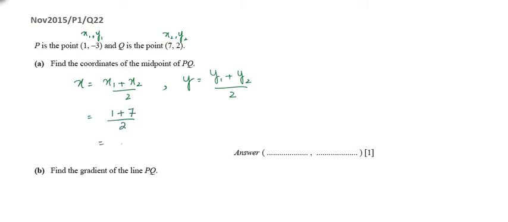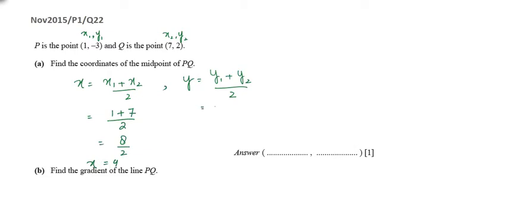So to find the midpoint, we will use the midpoint formula, that is x is equal to (x1 plus x2) divided by 2, and similarly y is equal to (y1 plus y2) divided by 2. Here, as we have two coordinates P and Q, we will consider these as (x1, y1) and (x2, y2). Now substitute these values in the formula. So x1 is 1 and x2 is 7, upon 2. So 7 plus 1 is 8, 8 upon 2 is equal to 4. So the value of x is 4.